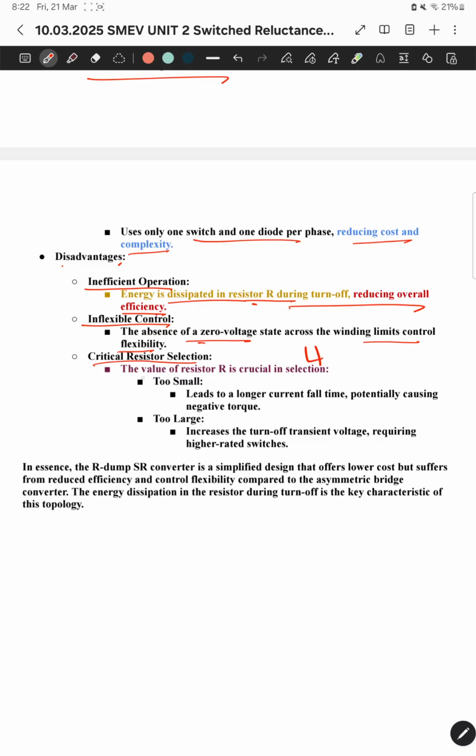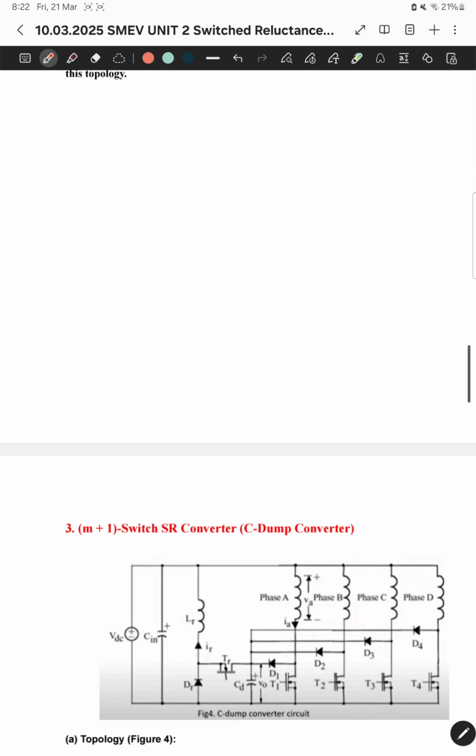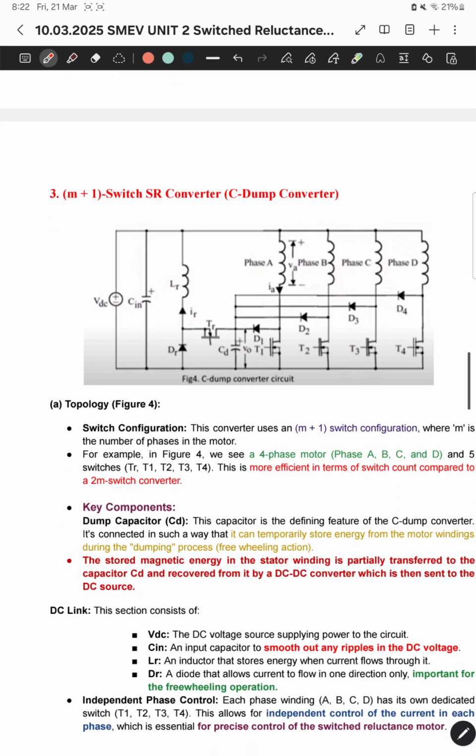And a major drawback is the selection of resistance. The value of resistance is critical in selection. If the value is very small, it leads to a longer current fall time, and if the value is very large, it increases the turn-off transient voltage. And this is the overall explanation of the second type, the M converter.